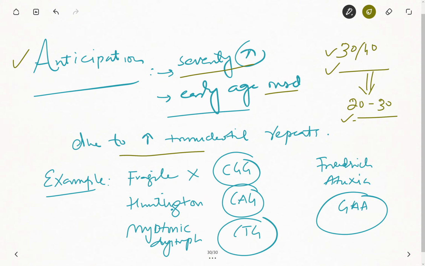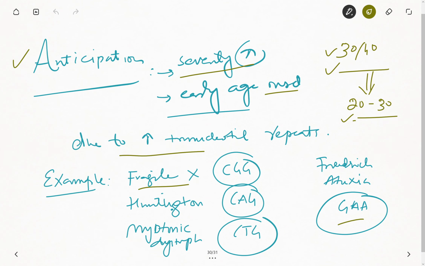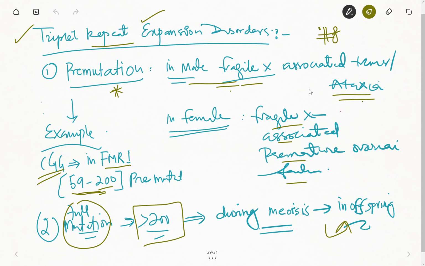And we have certain examples, like for example in Fragile X it is CGG repeat, in Huntington disease we have CAG repeats, in myotonic dystrophy we have CTG repeat, and in Friedreich ataxia we have GAA repeat. So these are the conditions that we see normally with trinucleotide repeat, triplet repeat expansion disorder. Thank you so much.